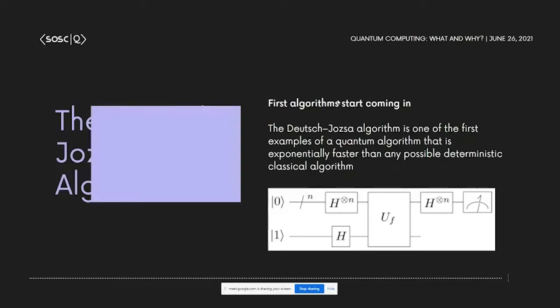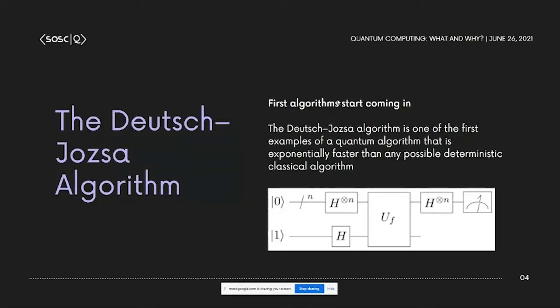Around 1991, in came the very first algorithm that actually showed that there is some possibility for a huge speedup. Previously, due to Richard Feynman's discussions, which you can find online, quantum computing was believed to be useful just for quantum simulations, right? Simulations of your molecules, your drugs, whatever.